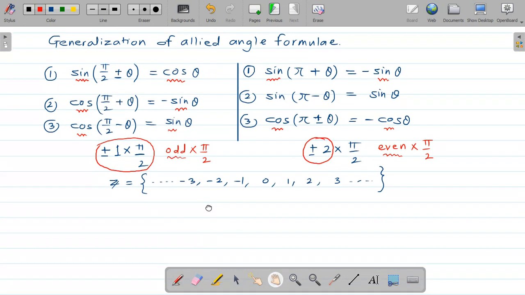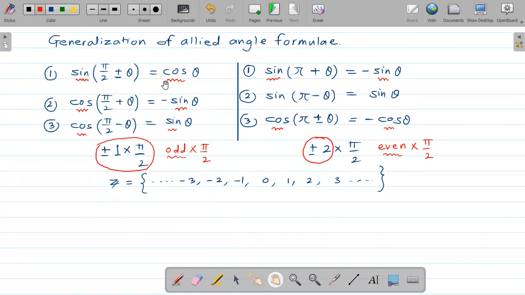Now if you observe all the formulae, the right hand side contains either a plus sign or a minus sign.